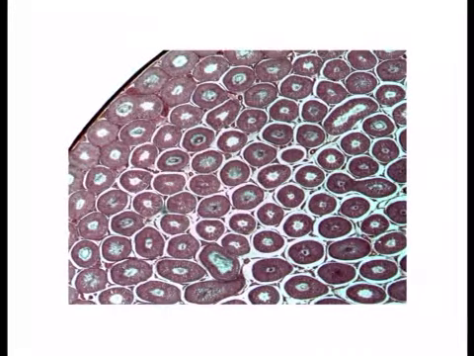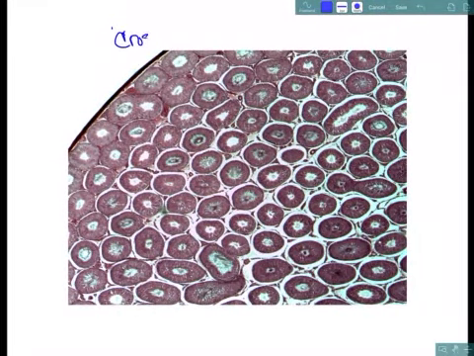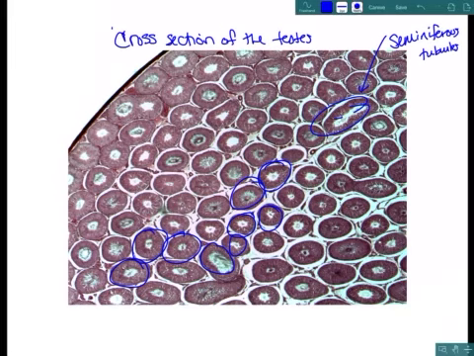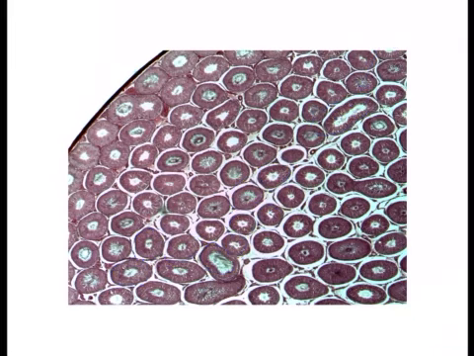So this is actually a cross section of the testes. This is a cross section. I'll write this here, a cross section of the testes, okay? And what you're looking at, all of these circular structures right here, these are called seminiferous tubules. These are called seminiferous tubules. And they're basically little sperm factories in there. Okay, so this is a cross section of one testicle, and we're going to zoom in a little bit closer.